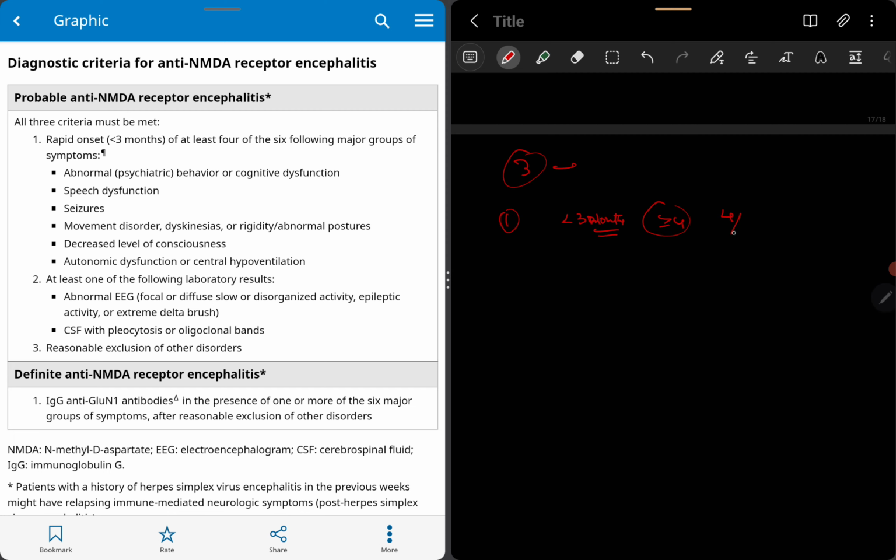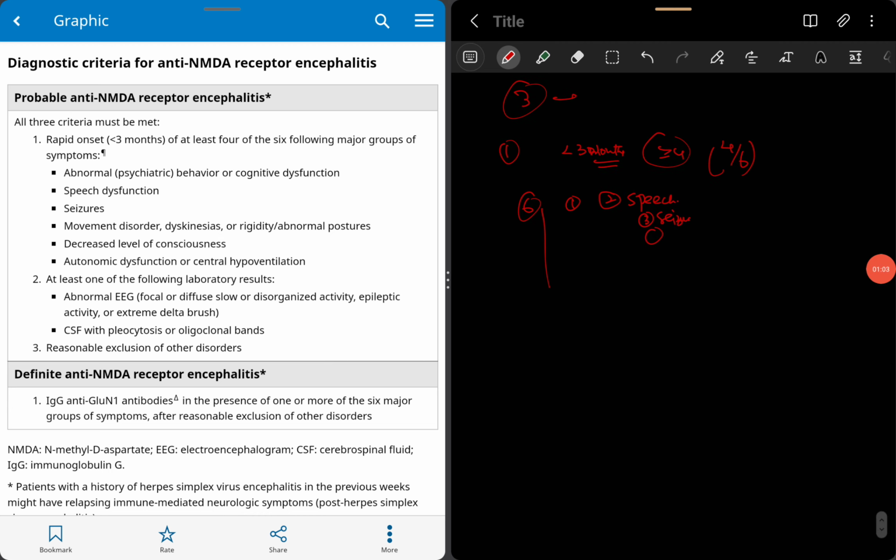6. That means 4 by 6 symptoms should be met. The 6 features are: one, abnormal psychiatric behavior or cognitive dysfunction. Second is, for example, speech abnormality. Third is seizures. Fourth is movement disorder, dyskinesia or rigidity or abnormal postures. Then, decreased level of consciousness. And fifth, autonomic dysfunction or central hypoventilation.